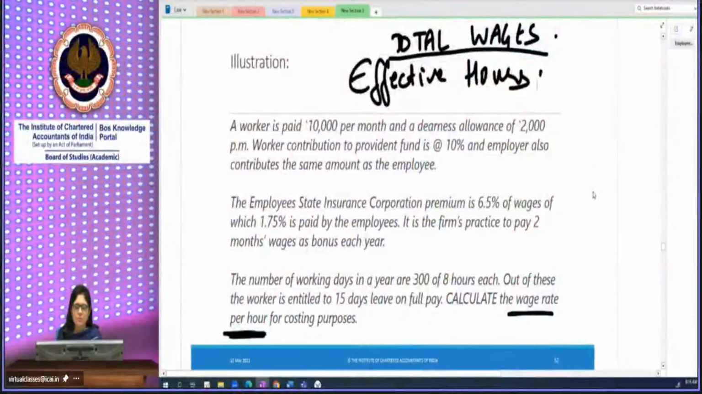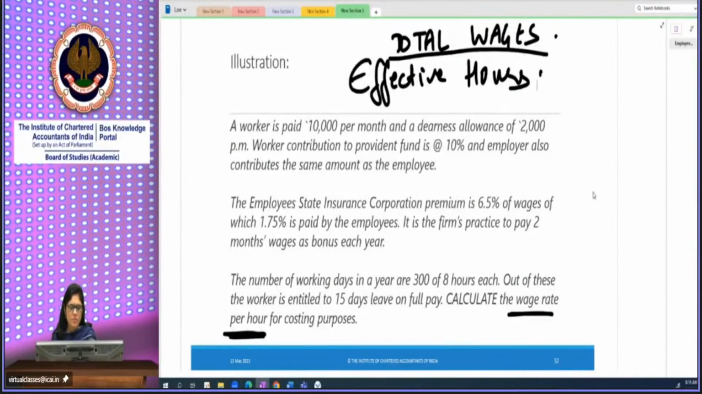Welcome back, students. Let's continue from where we left. I just told you to try this illustration. Again, you have to calculate here wage rate per hour. So it has nothing to do with the earnings. Clear? It has to do with the labor cost or the employee cost. So first of all, I told you whenever we calculate labor cost or employee cost, the employer contribution is added. And whenever we calculate earnings, we deduct employee contribution to PF or ESI or whatever fund. Clear? So here we have to calculate labor cost.